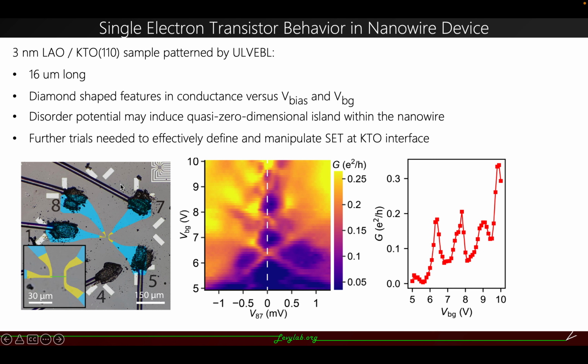We also demonstrate a one-dimensional nanowire device at the LAO-KTO 110 interface. Here is the 16 micron long nanowire exposed by ULV-EBL. At a low temperature in the conductance plot as a function of bias voltage and gate voltage, we see diamond-shaped low conductance regions. The line cut at zero bias shows a series of conductance peaks. The overall behavior is very similar to a single electron transistor. We believe that the disorder potential has produced a quasi-one-dimensional island. The resonant tunneling through the island gave rise to this transport characteristic. Further experiments are needed in order to effectively create and manipulate single electron transistor devices at the KTO interface.